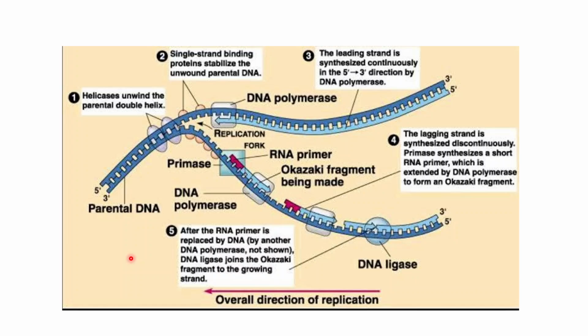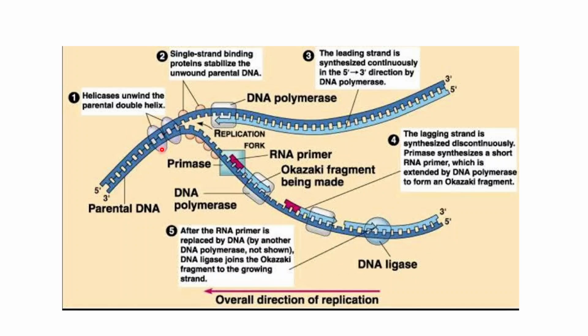Okay, so this is the overall DNA replication process. As you can see, we have the parental DNA, which acts as a template, right? This parental DNA has two strands. One is from 5 prime to 3 prime and another is 3 prime to 5 prime. This dark blue color is the parent DNA, okay?